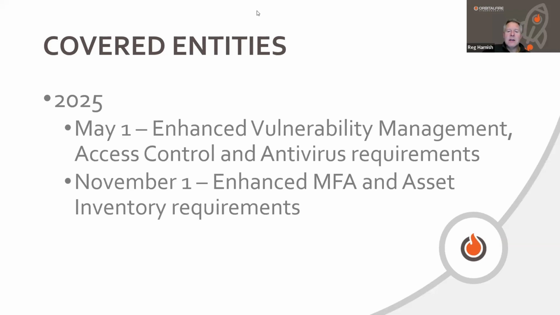Next year for covered entities, enhanced vulnerability management, which adds the manual component, the access control updates that we talked about, so least privilege, audits, and one or two other things. And then additionally, antivirus requirements, which small businesses are actually exempt from. A bit perplexing why antivirus would be a carve out for some of these things. But in 2025, you're going to have additional antivirus requirements. And then November 1 of 2025, the asset inventory and enhanced MFA.